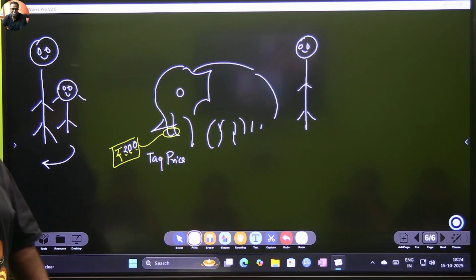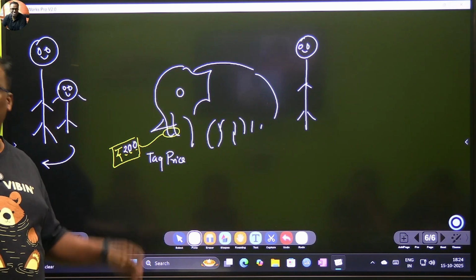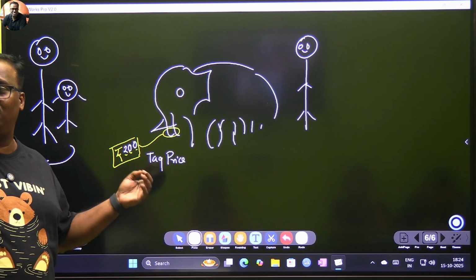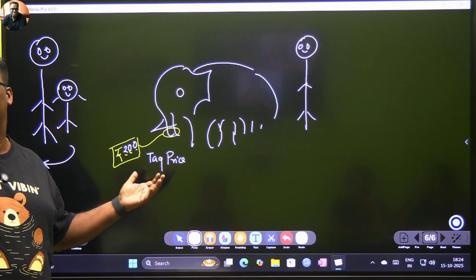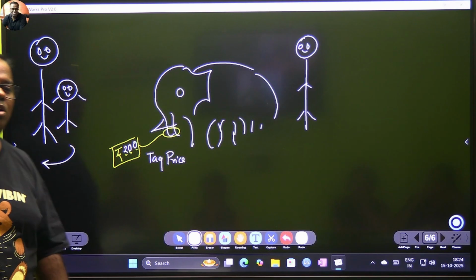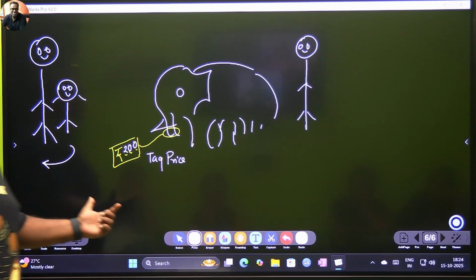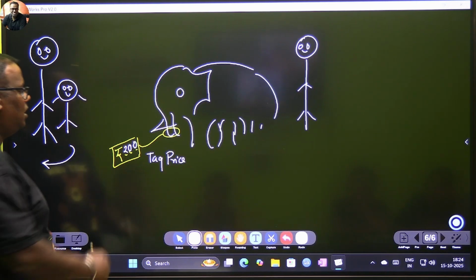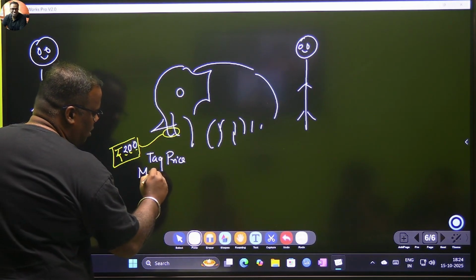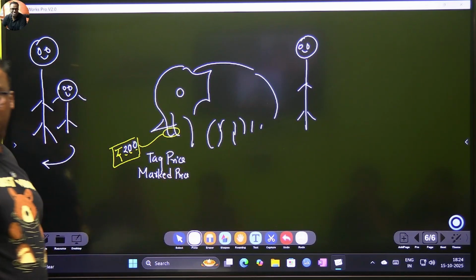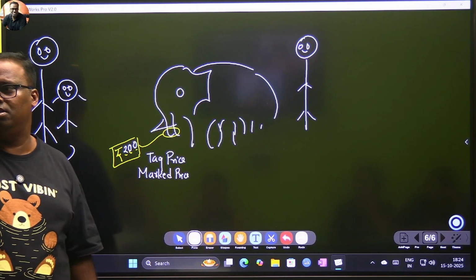Wait, the problem is half knowledge is dangerous. Hold on. If a tag is put on something, nowadays generally clothes and all have a tag. So what do we call them? Tag price. If it was a toothpaste which has something printed on it, then that price is known as the marked price. This time, if you say MRP, who said the word MRP again?